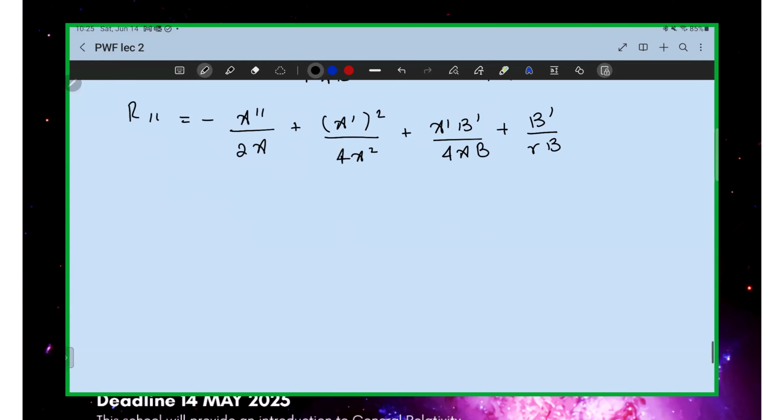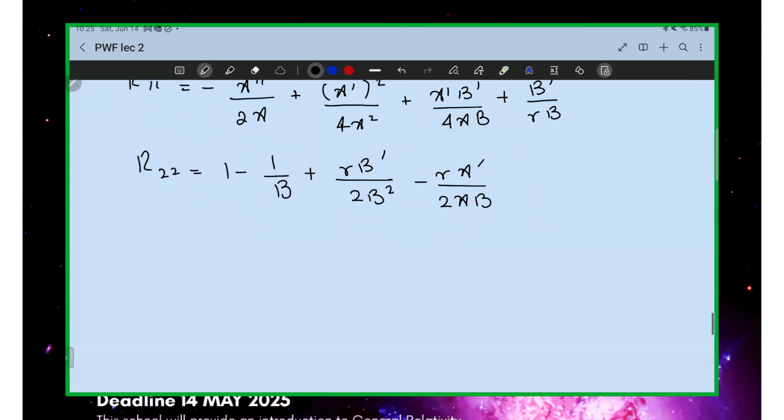This is the second component. This is the third component. And the fourth component is actually not independent. The fourth component is sine squared theta multiplied by R22. So that's not an independent component. It will not give you an independent equation.